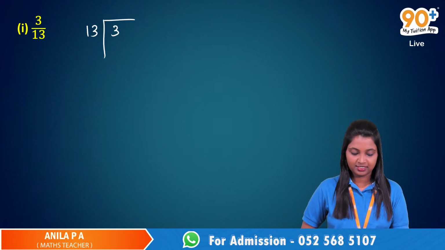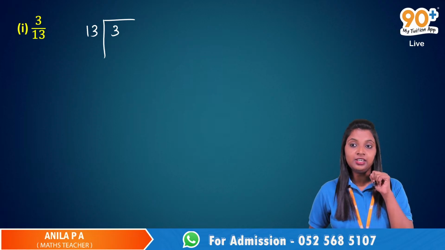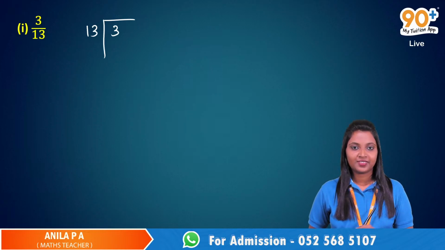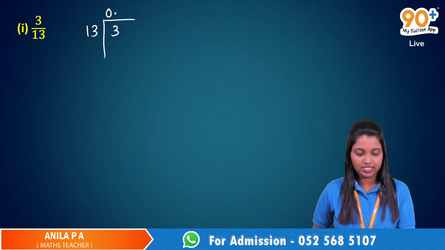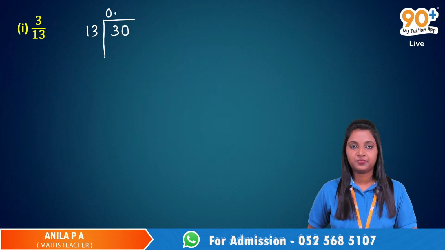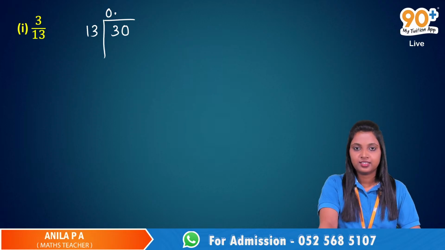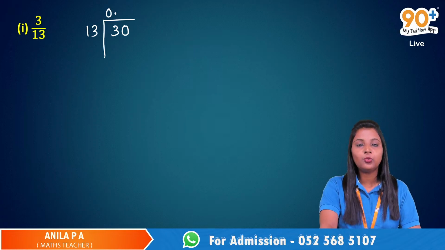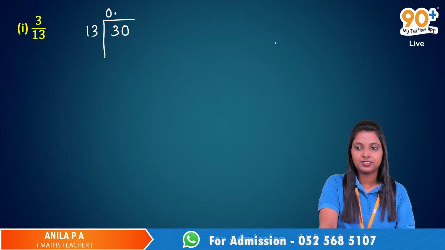Then, ma'am, 3 3s are 9. We are dividing by 13, not 3. Oh, sorry, 13. Then, ma'am, we write 0 point. Then we add a 0 to the 3, it will be 30. How many times will 13 give us a number less than or equal to 30?